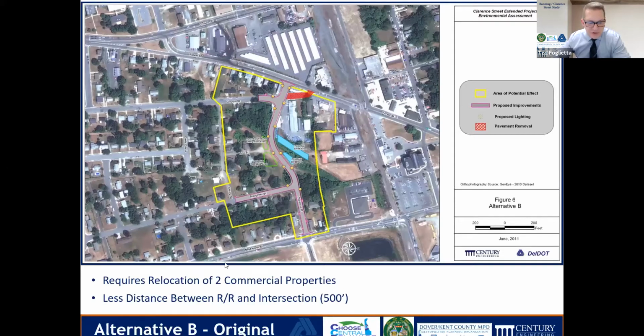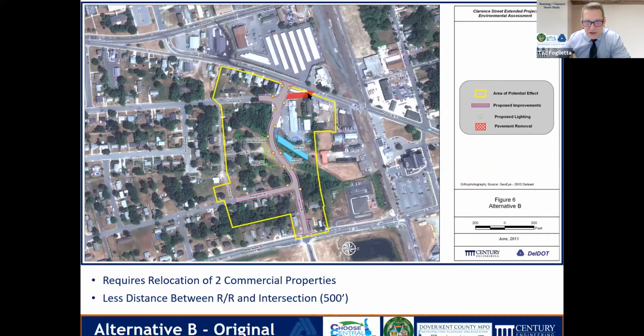So alternative B, very similar to alternative A, serves the same function, extends Clarence Street at its current terminus with Slaughter Street up to Forest Street. However, this connection would connect with Forest Street about 100 feet to the east of where alternative A would connect with Forest Street. So alternative A was more in this area, alternative B here. Whereas alternative A's new connection would be 600 feet from the railroad tracks, alternative B would be about 500 feet. So as I said, about 100 feet further to the east, this would be alternative B's connection with Forest Street.